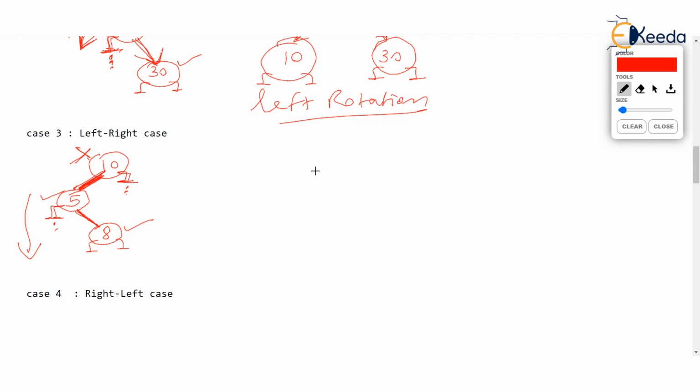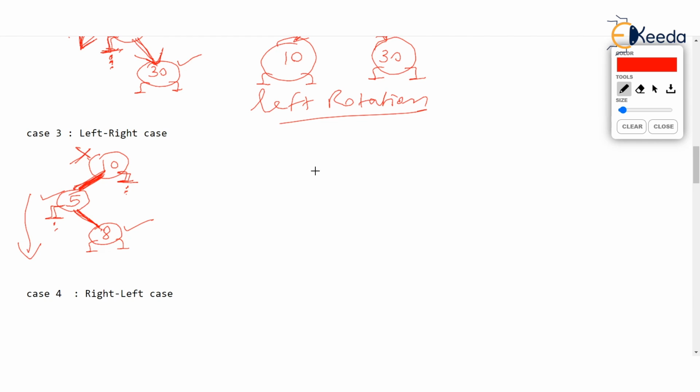Difference of 2 is not allowed. Now, why is 10 not balanced? Because of the left-right case. 10 has a left child, and that left child has a right child, isn't it? So, how do you handle this case?